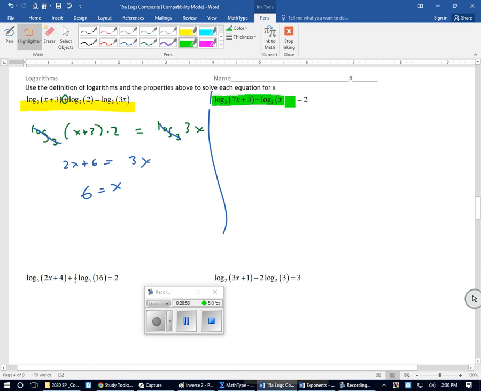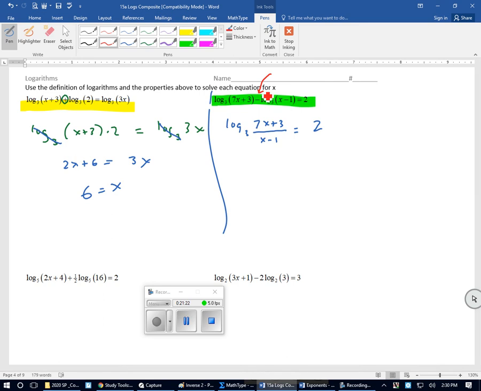Coefficients become exponents. Adding and subtracting become multiplying and dividing. So this becomes log 3 of (7x plus 3) divided by (x minus 1) equals 2. Why is it divided by? Because it said not plus, but subtraction.